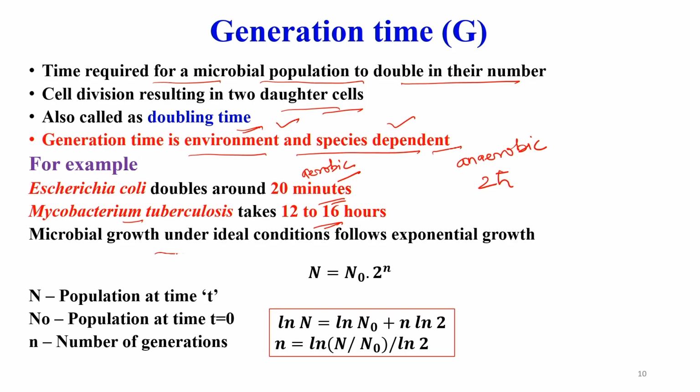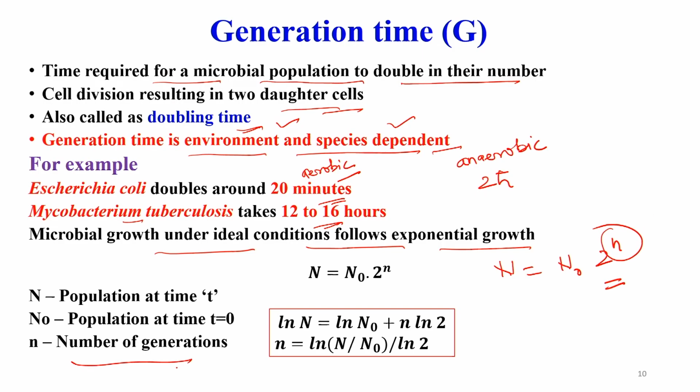Once we know this, microbial growth under ideal condition follows exponential growth. So, we say N is N naught 2 to the power n, because one cell is dividing into 2 cells, and n here is the number of generations. We can rearrange it. So, this will be N upon N naught equals 2 to the power n. You can write ln N upon N naught equals n ln 2.